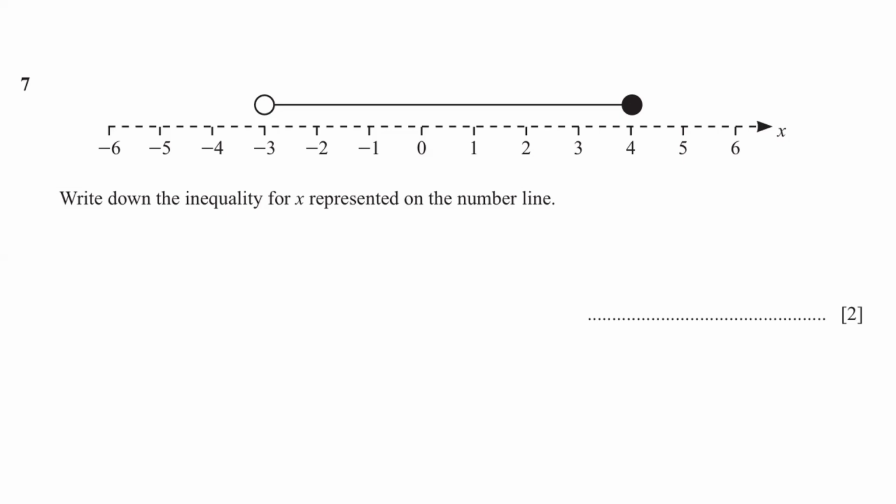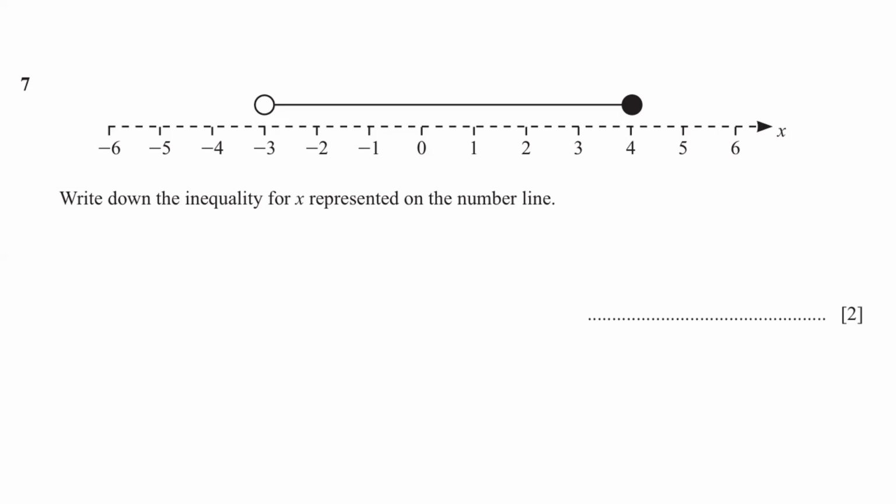To solve this, we first identify the critical points on the number line, such as the numbers that are markers. Next, we determine whether the circles are open or closed, which tells us if the inequality is strict or inclusive. Finally, we observe the direction of the shading to confirm the range of x.